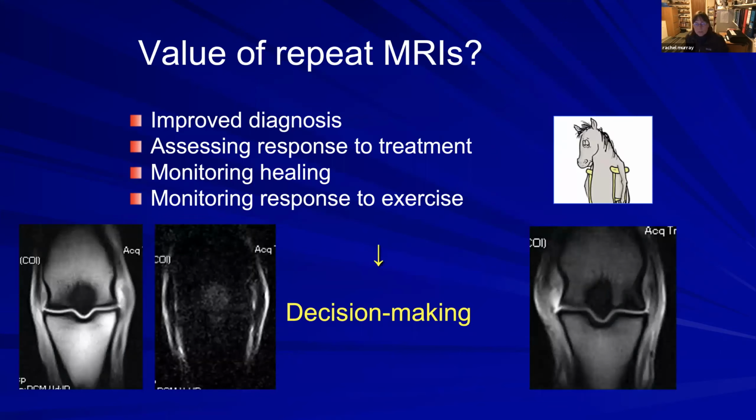So what about the value of repeat MRIs? I think they help us improve diagnosis and assess response to treatment. And as I said at the beginning, I think it helps us monitor healing and the response to exercise. So I think it's really useful in decision making. There are millions of other cases I could use as examples. I just tried to pick some out. So hopefully some of those were interesting. And if you have any questions, please let me know.